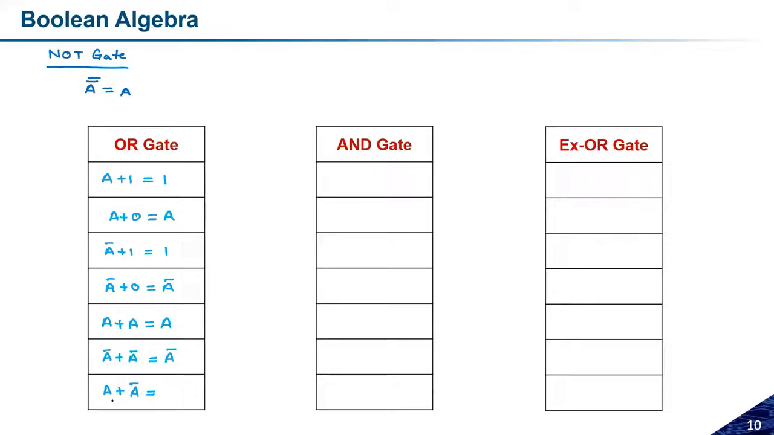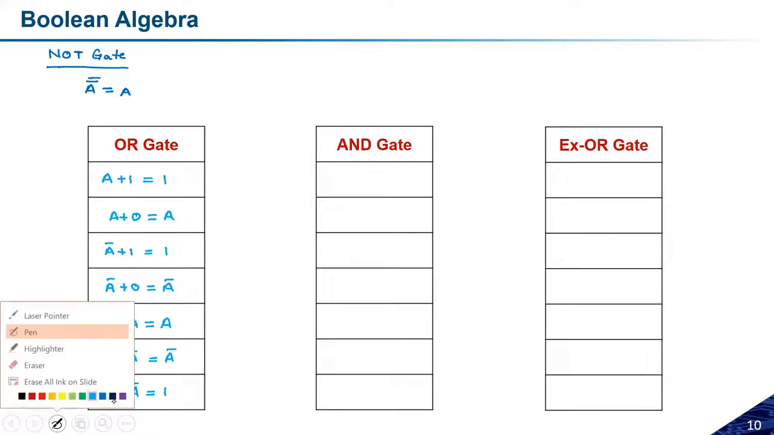One. Perfect. Because both the variables are opposite to each other, right? So if A is equal to zero, A bar will be one. So zero plus one will give you one, and vice versa. So A plus A bar will always give you the logic one. These are some of the algebra that we should know about the OR gate.